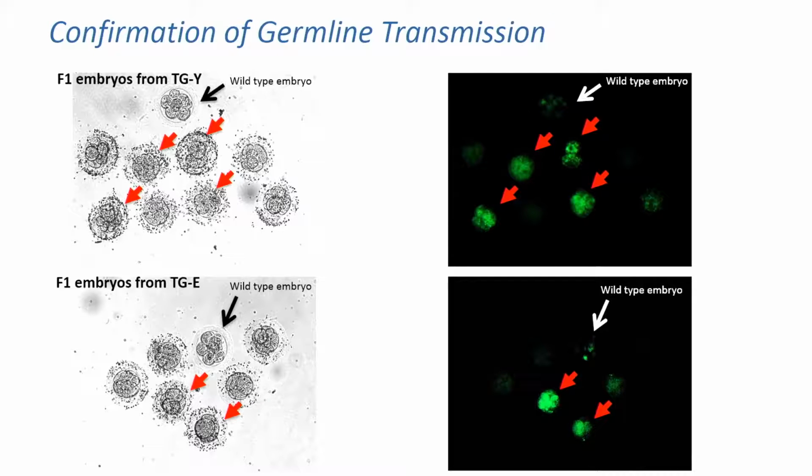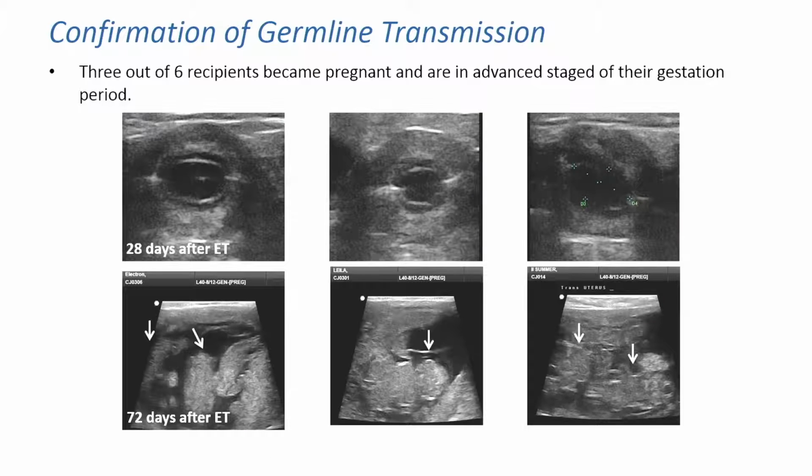We were fortunate to be able to confirm this. These were embryos collected from two of the founder animals that we obtained, and we saw that the embryos were also expressing the transgene, so there is germline transmission. We followed up the pregnancy with ultrasound and saw the presence of babies in the uterus of the foster moms, and now these babies are born.